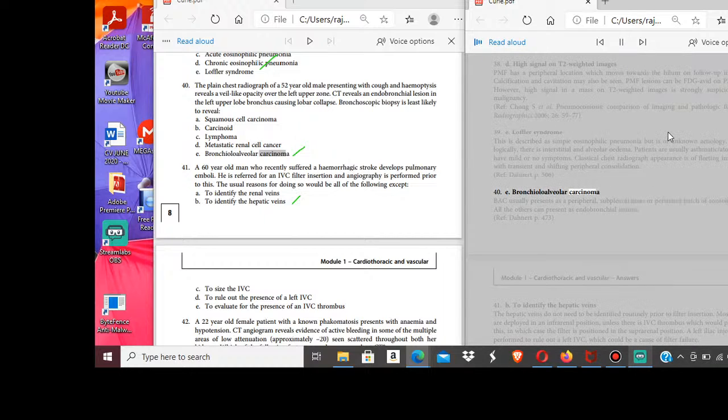E. Bronchioloalveolar carcinoma, BAC, usually presents as a peripheral, subpleural mass or persistent patch of consolidation. All the others can present as endobronchial lesions. Ref. Dähnert p. 473. Module 1 Cardiothoracic.